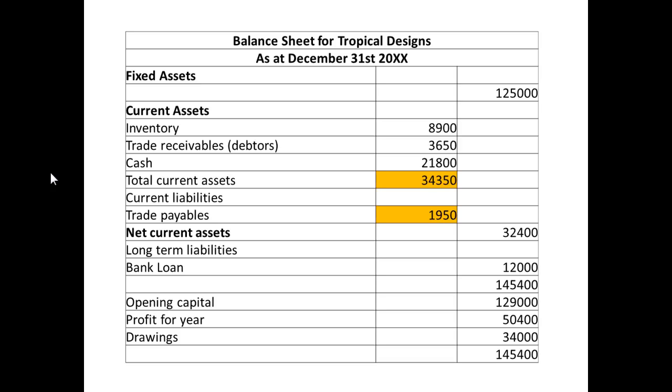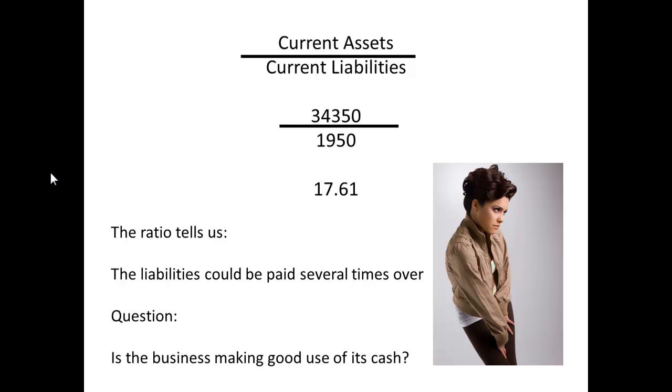So here's a typical balance sheet for a clothing design firm, Tropical Designs, and we can see that the two figures here that we're interested in are the figures for total current assets, and the only current liabilities here are trade payables. So the figures are 34,350 and 1,950. So our current ratio, current assets over current liabilities, 34,350 over 1,950 gives us 17.61. Well, that ratio tells us that the liabilities could be paid off several times over, so there would be no problem there. There would of course be the question of whether that's a good use of cash for the business.